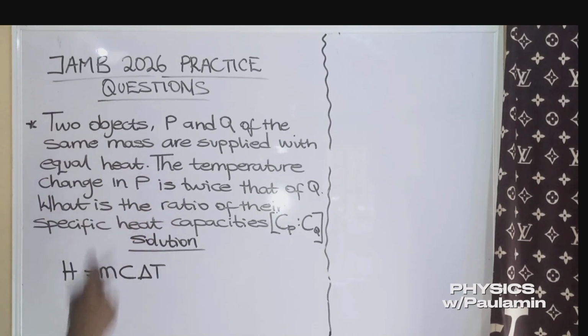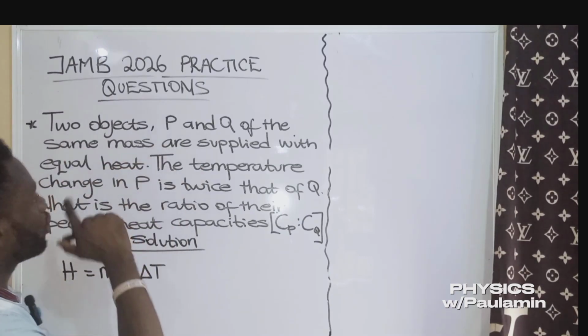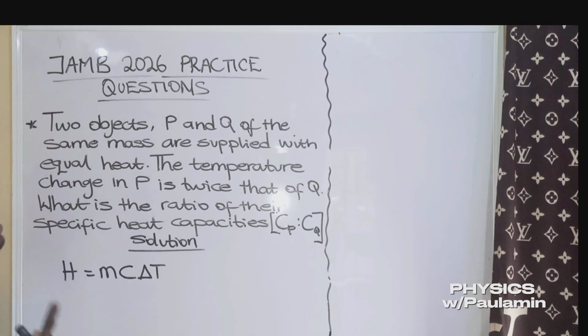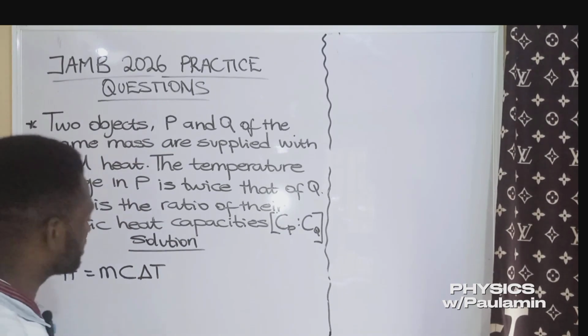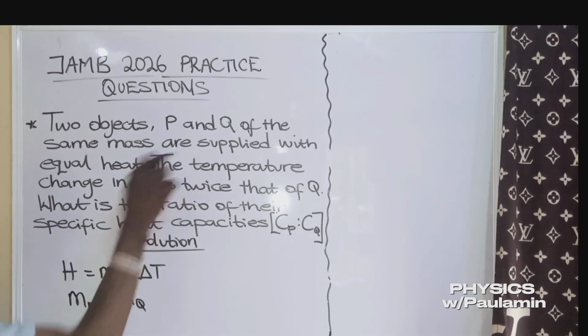Alright, so if we consider this question with us, two objects are placed in consideration. It says two objects P and Q of the same mass. Now, if we say that the two objects have the same mass, therefore it means that the mass of object P is equal to the mass of object Q. Alright, that's the first information that we have gotten from here.